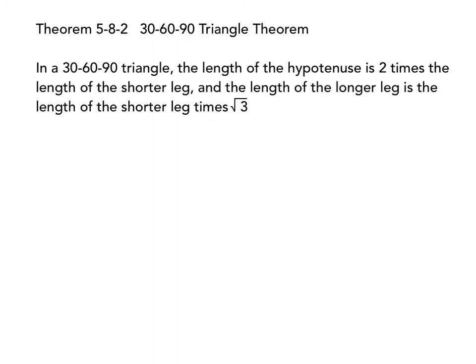This leads us to theorem 5-8-2. It says that in a 30, 60, 90 triangle, the length of the hypotenuse is 2 times the length of the shorter leg. And the length of the longer leg is the length of the shorter leg times the square root of 3. So that sounds pretty confusing right now, but let's go ahead and look at a 30, 60, 90 triangle. It's going to look something like this, where we have our right angle and we have our 60 degree angle and then our 30.